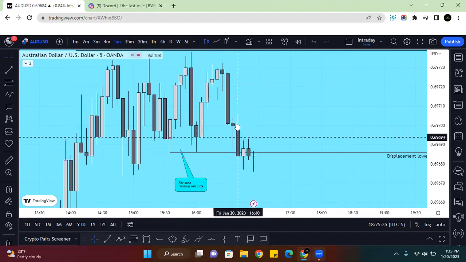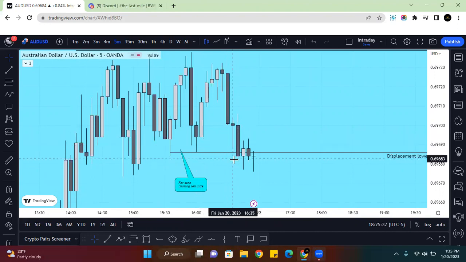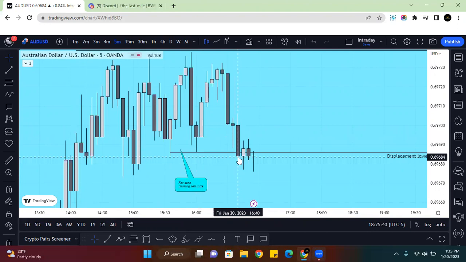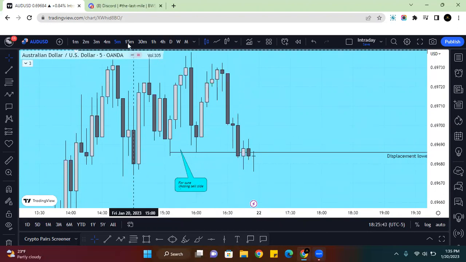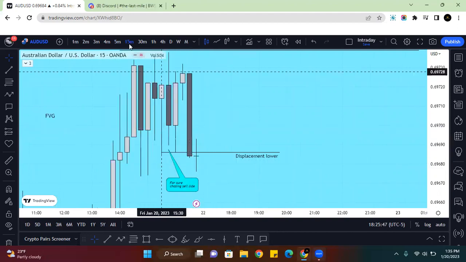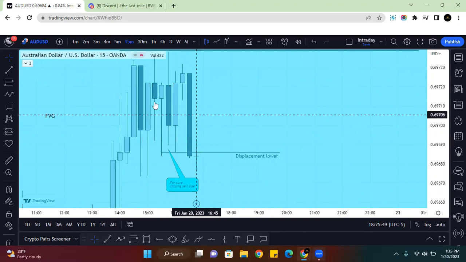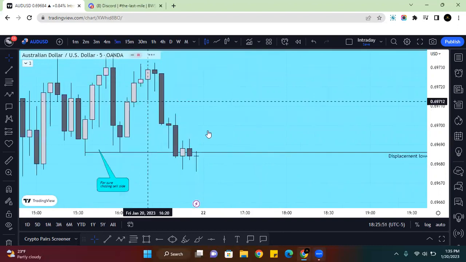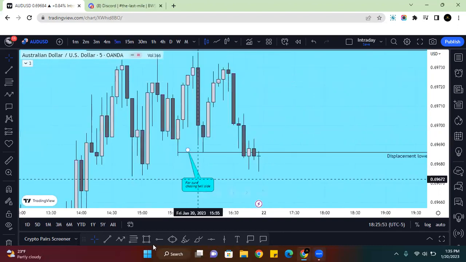Tried to, and then on this candle, it actually closed below. Boom, there's your confirmation right there that they're actually chasing sell side. So let's just say you wanted to enter on a 15-minute, there's no fair value gap. Well, there wasn't one on now, but is there a fair value gap? No. Let's go down to the 5-minute. Is there a fair value gap? Yep. Let's draw that in.